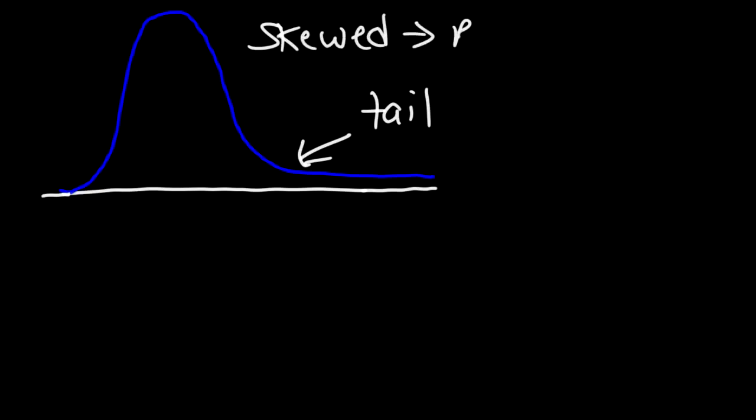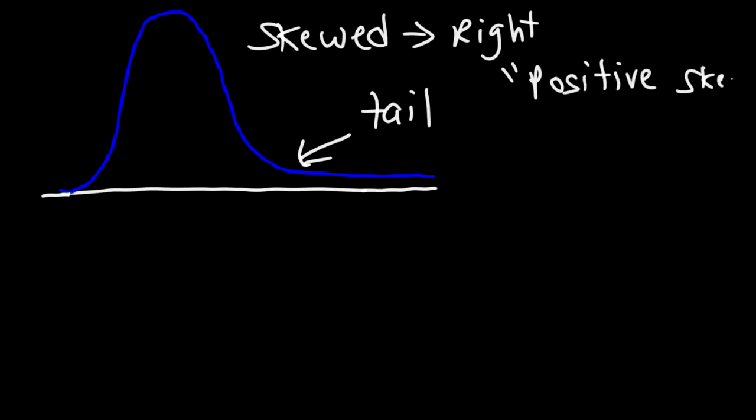So notice that we have this tail of data on the right side. So therefore, the distribution is said to be skewed to the right. Some textbooks will refer to this as a positive skew. Now, where is the mean, the median, and the mode in this case? The median is going to be somewhere over here. This is the median represented by capital M.